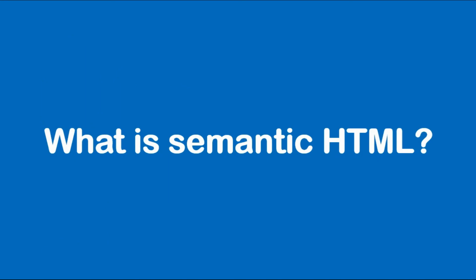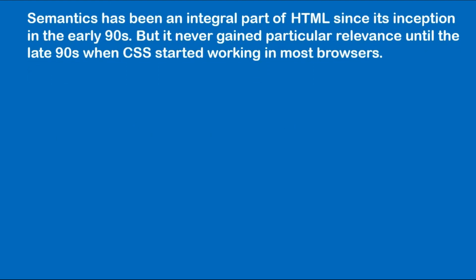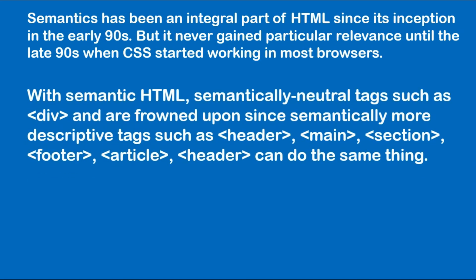So we have reached a cool part of this lesson. What is semantic HTML? Semantic HTML means that your HTML tags convey the actual meaning of what they are used for. Semantics has been an integral part of HTML since its inception in the early 90s, but it never gained particular relevance until the late 90s when CSS started working in most browsers. With semantic HTML, semantically neutral tags such as div and span are frowned upon, since semantically more descriptive tags such as header, nav, main, section, footer, and article can do the same thing they do.